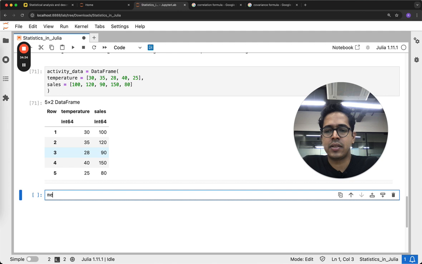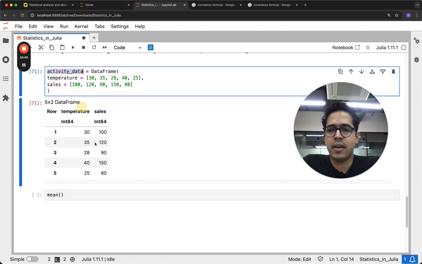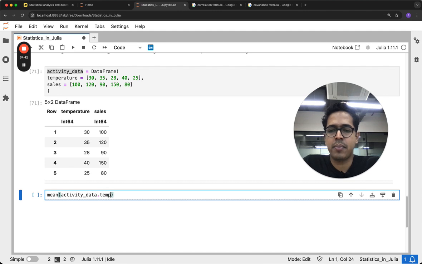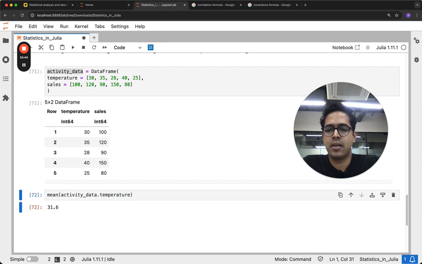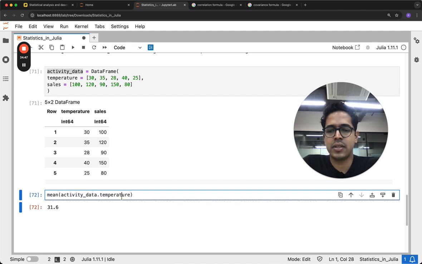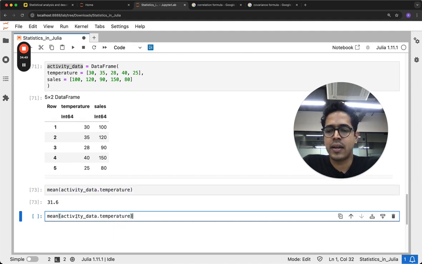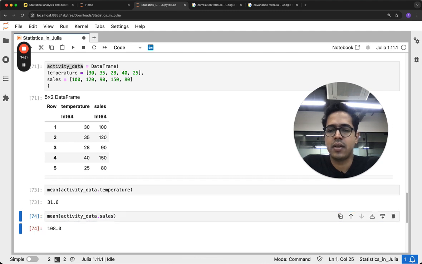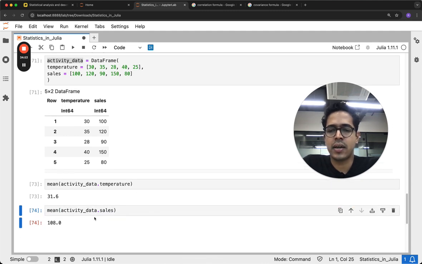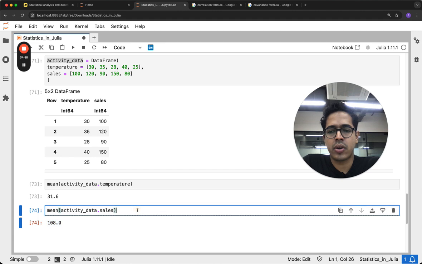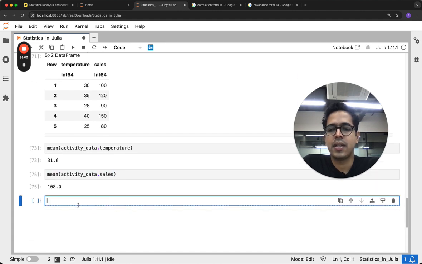I don't want to store this in any variable, so I'm just simply going to do mean of activity data dot temperature, that is 31.6. So this is the mean value. Then mean of sales, 108. So the number of sales, or this can be sales amount or volume of sales, whatever it is, it's 108. Mean temperature is 31.6 degrees Celsius, I assume.